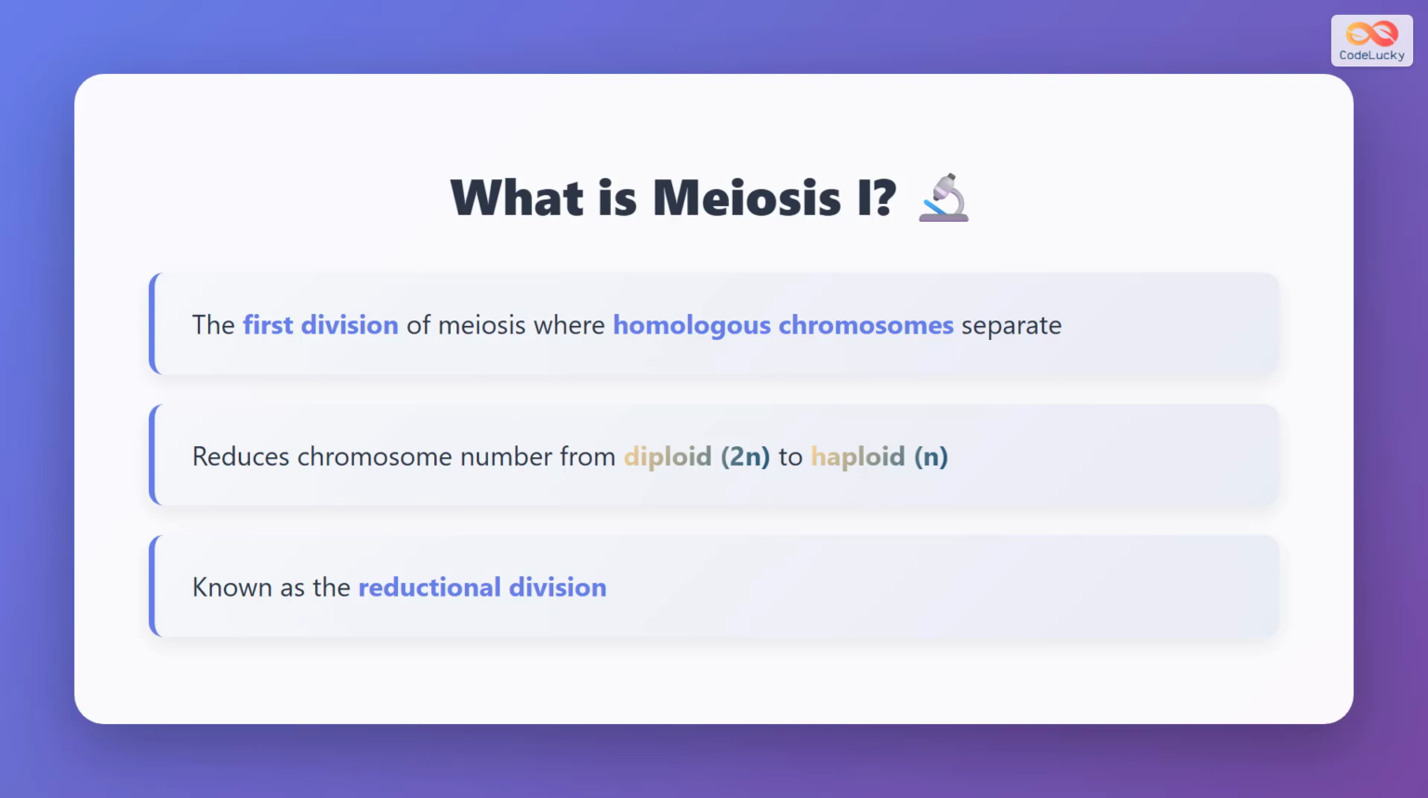Meiosis I is the first division of meiosis where homologous chromosomes separate from each other. This process reduces the chromosome number from diploid, which is 2n, to haploid, which is n, because it reduces the chromosome count by half. Meiosis I is known as the reductional division. This is a critical step in producing sex cells or gametes.